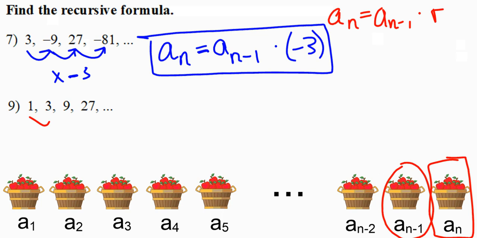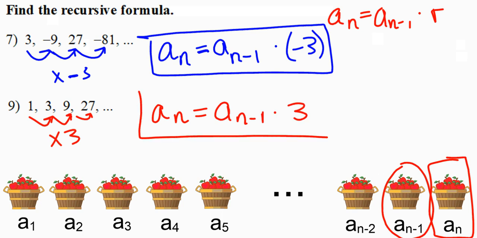So then the next one looks like you're multiplying times 3. So the nth term is equal to the n-1 term, the one right before it, times 3.